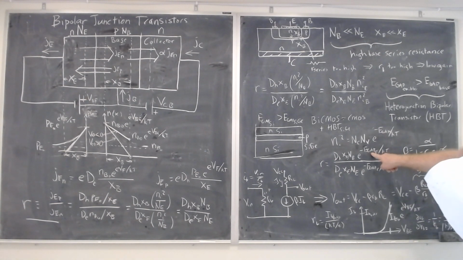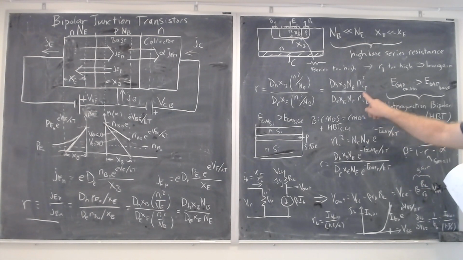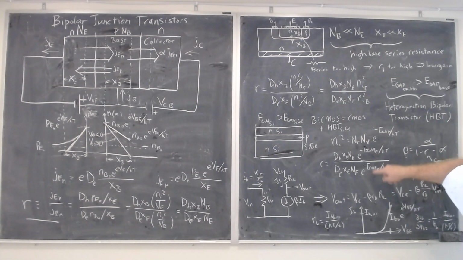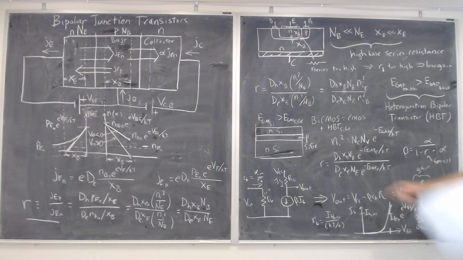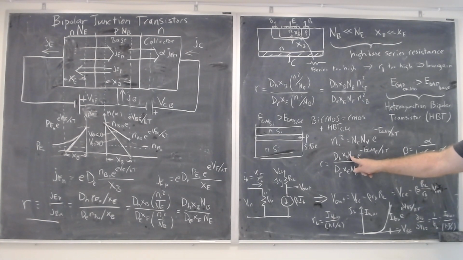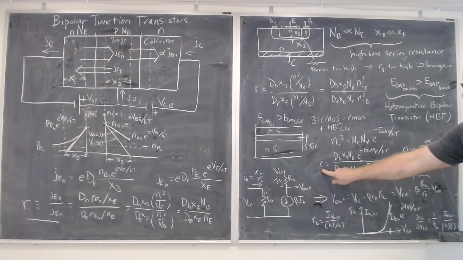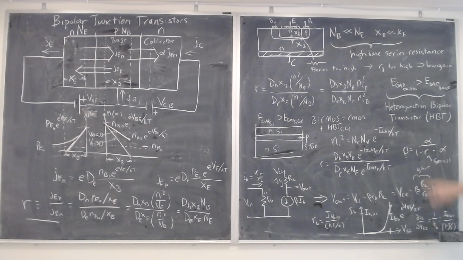By making the ratio of E gap of the emitter to E gap of the base large. And because it goes as an exponent and an n_i squared, you don't have to have that much different band gaps to get a huge effect from these terms here. So now it allows me to make my base doping high again, and I just have to have a larger band gap in the emitter, and I can still make R very small and get a large beta. So it solves the fundamental conundrum of how to get high beta and low R_B at the same time.